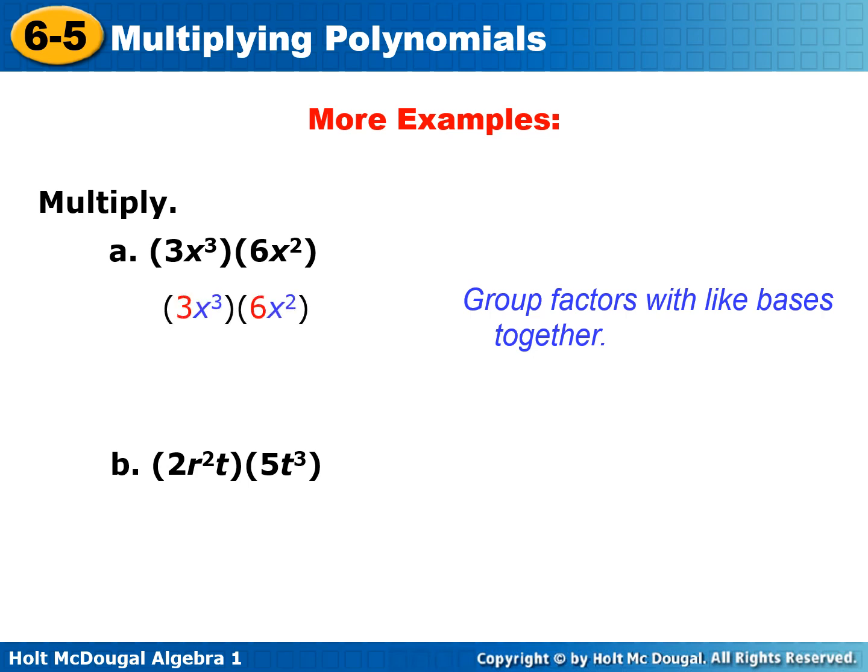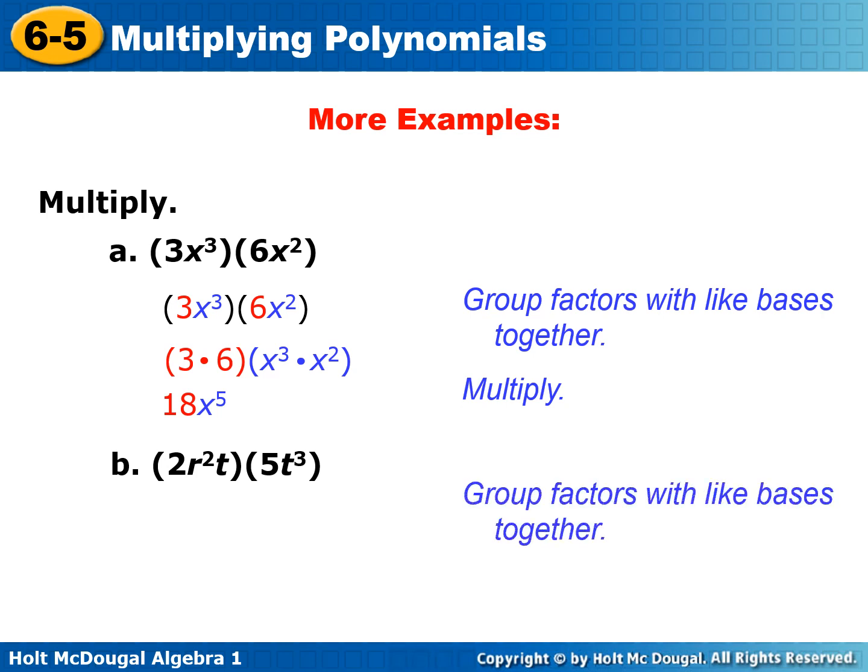Okay, so we have 3 times 6. All right, there you go. And then x to the power of 3 times x to the power of 2. And then we simplify, take note, 3 times 6 is equal to 18. And applying the product rule, we have x to the power of 3 times x to the power of 2. That's basically keep the base x, and then you add exponents 3 plus 2, and that is 5.